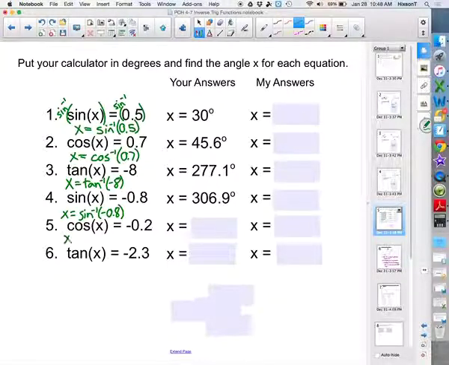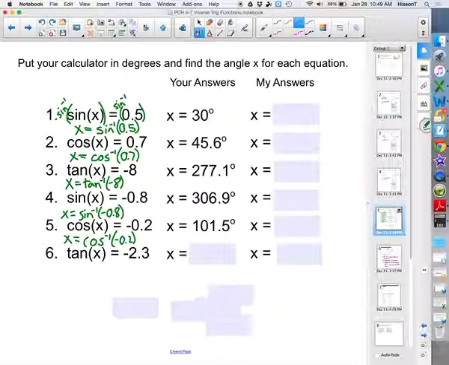All right. Cosine of x is -0.2, so x is the inverse cosine of -0.2. Okay. What is that? 101.5. Okay. Is everyone figuring it out? Is everyone getting these on their calculators? Yes. Okay.